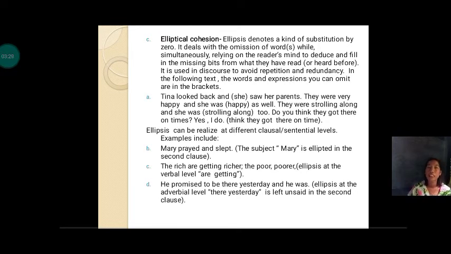Next is elliptical cohesion. Ellipsis denotes a kind of substitution by zero. It deals with the omission of words, while simultaneously relying on the reader's mind to deduce and fill in the missing bits from what they have read or heard before. It is used in discourse to avoid repetition and redundancy. In the following text, the words and expressions you can omit are in brackets.